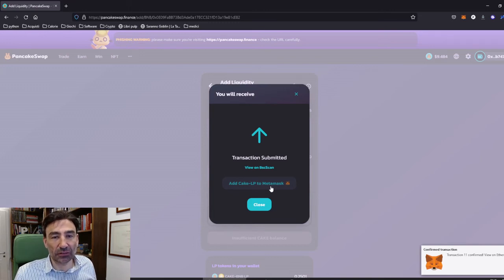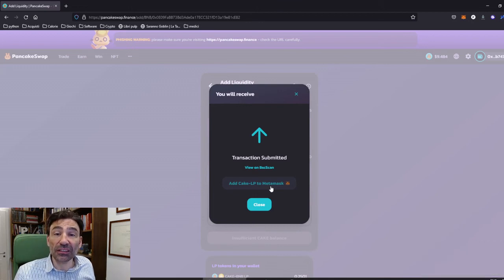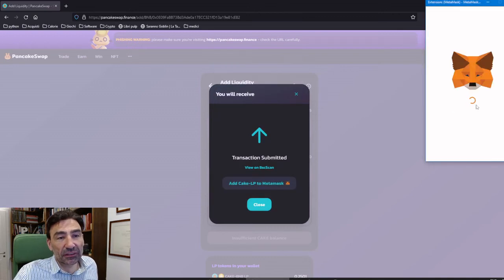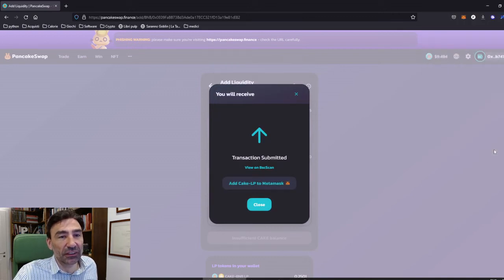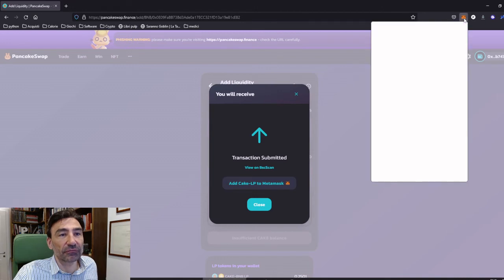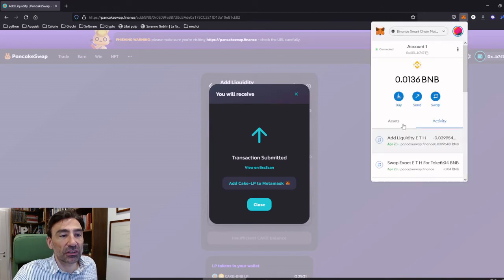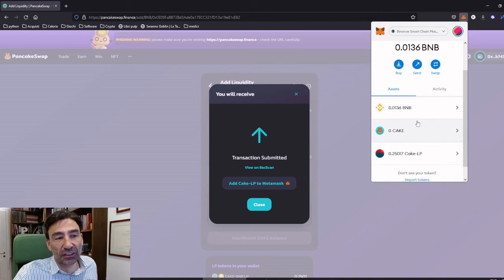and Binance token. However, the smart contract does something more. It gives us a liquidity token, which now I pretend to add to MetaMask, but I have already added it. Okay. So as you can see here, among my assets now, I don't have Cake anymore. I have a small quantity of Binance tokens, and I have this 0.25017 Cake LP. It's a liquidity token. This is a piece of paper, you can imagine, which proves that I have provided liquidity.